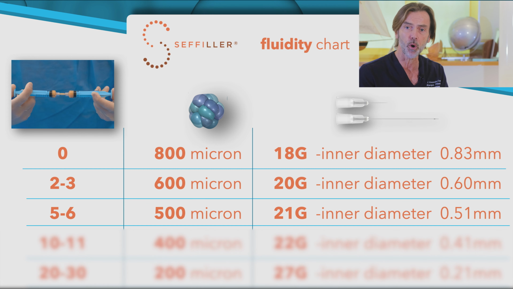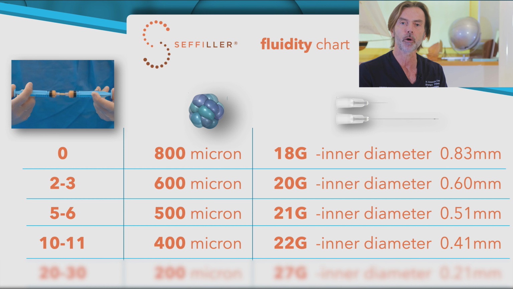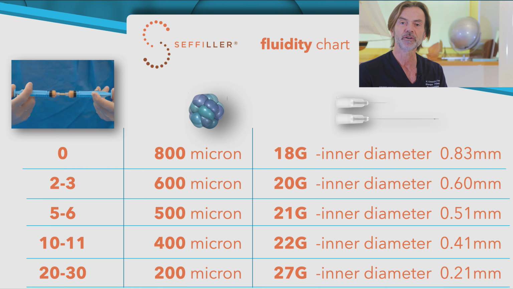If you want to decrease the cluster dimension more, to around 400 micron, you have to perform 10-11 passages from one syringe to another, and so you can inject the tissue with a 22 gauge needle or microcannula. If you want to decrease your cluster dimension to around 200 micron, you have to perform 20-30 passages from one syringe to another, and this tissue you can inject with a 27 gauge needle or microcannula.